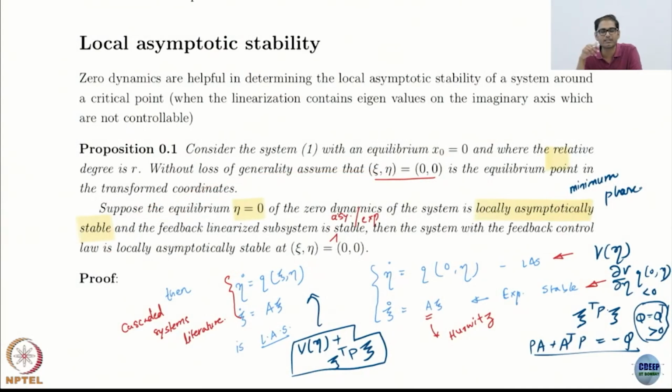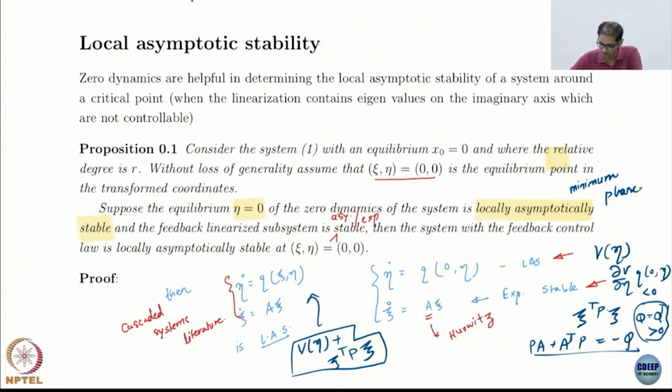Great. So we know enough about the zero dynamics. The idea is this: if the zero dynamics is stable when the linear part is 0, and the linear part is also stable, then the combination is stable. When I say stable, I mean asymptotically stable. Okay, so that's the general case.